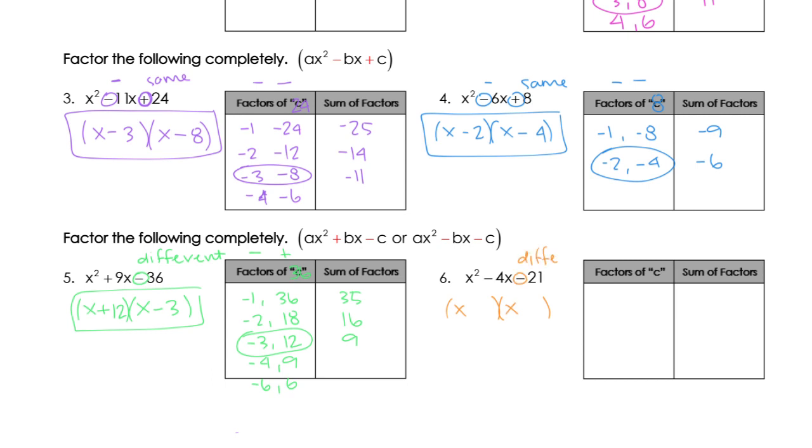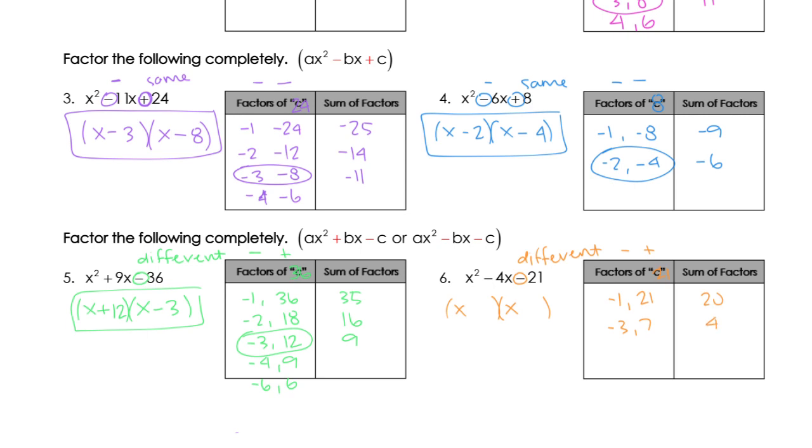And again, when the signs are different, I don't really care about what the first sign is because I know that I have to have one negative and one positive. So a negative and a positive. Factors of 21 would be negative 1 and 21, negative 3 and 7. So if I add these up, I would get 20 and 4.